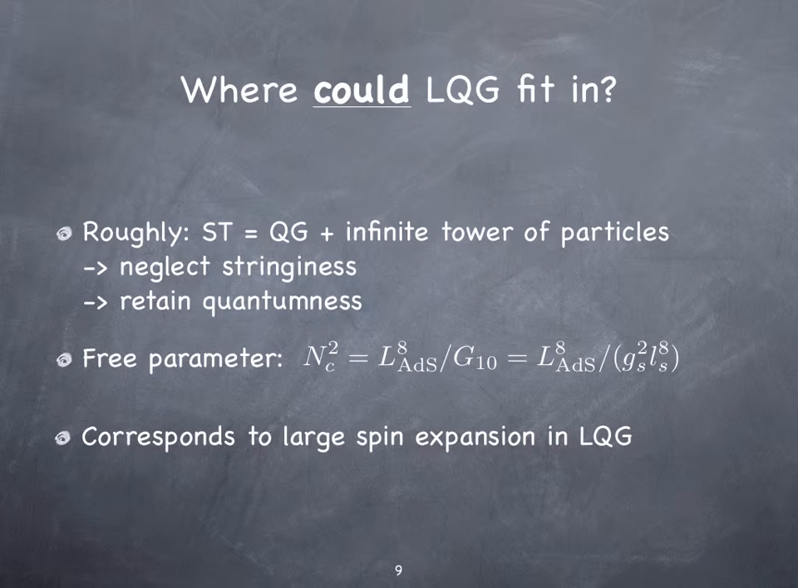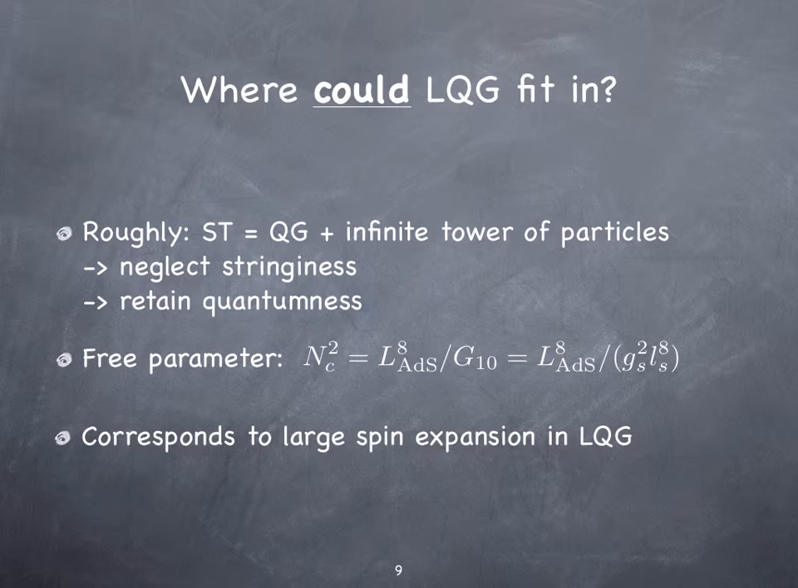However, what is very noteworthy here is that an expansion in N_C squared or in N_C really corresponds to what you find in loop quantum gravity, which is the large spin expansion. So this ratio L^8 divided by G10 is what you would call a spin in a 10-dimensional loop quantum gravity. It's not really a spin, because spin is something that you find in 3+1 dimensions. However, it would be the fundamental quantum number of your gauge group.